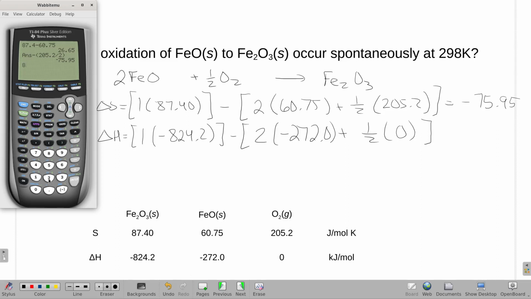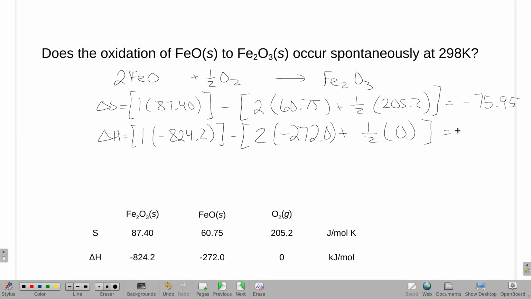So delta H, negative 824.2 minus 2 times negative 272. That's going to be a negative value as well. Alright, so we have an exothermic reaction that loses disorder as it goes forward.